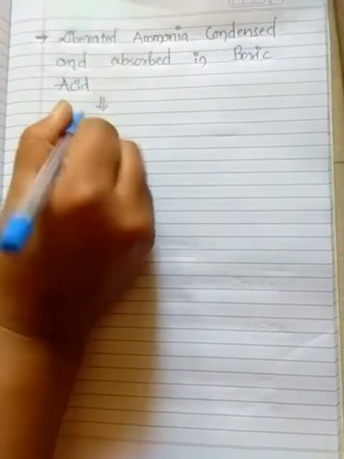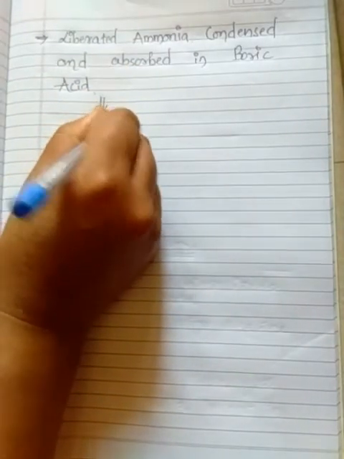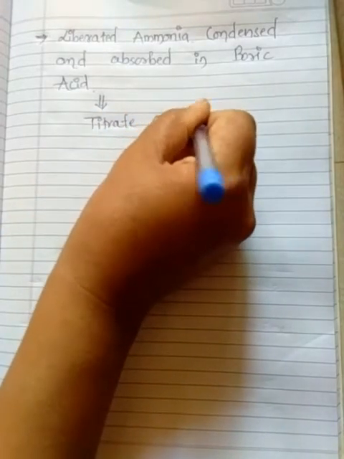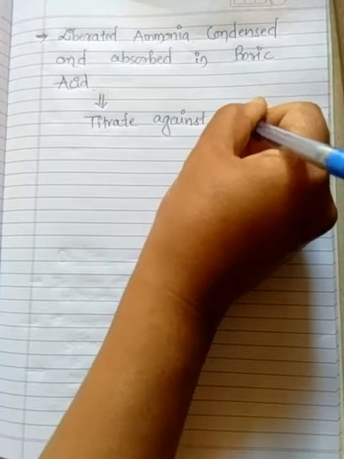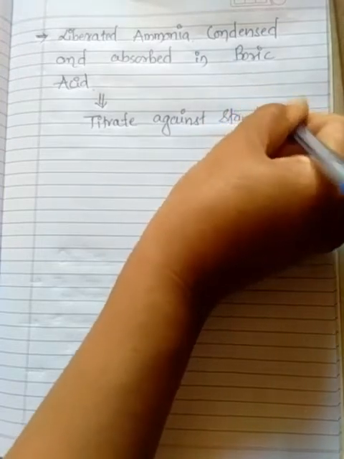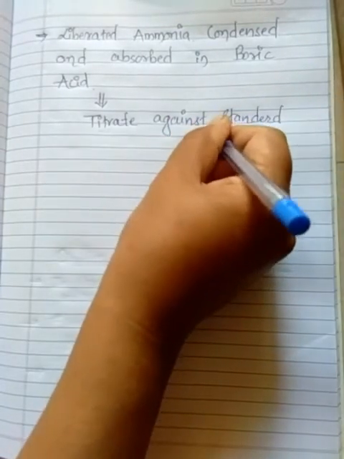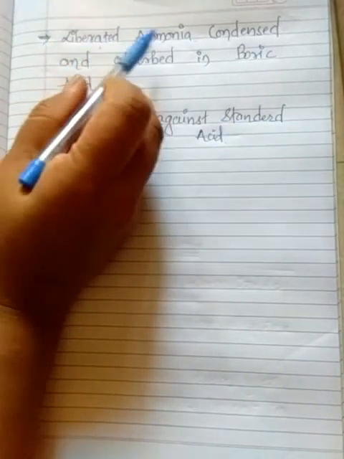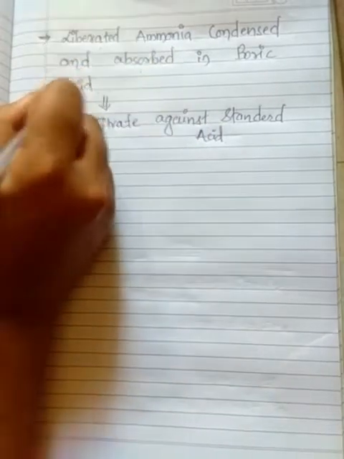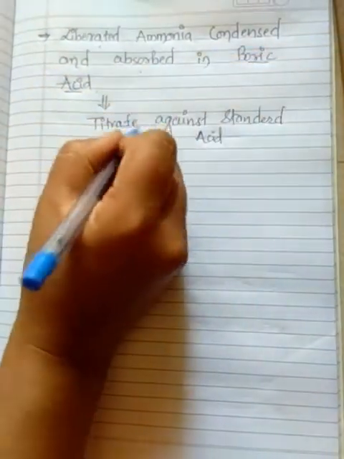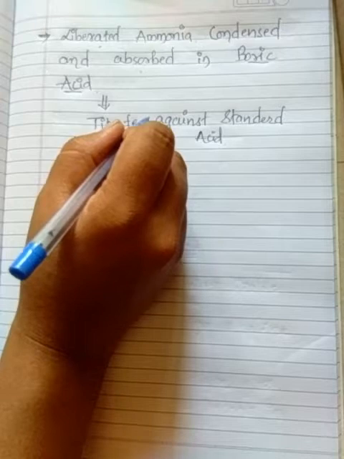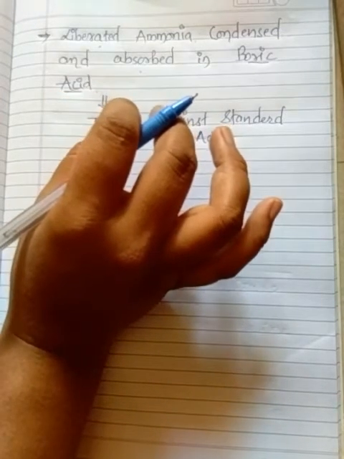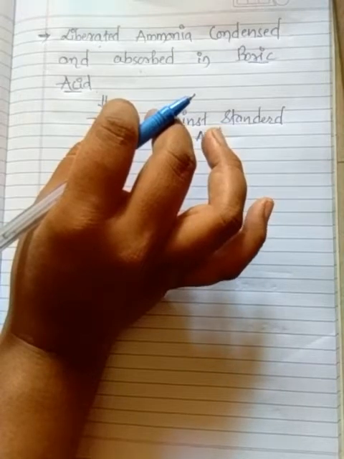What do we have to do? We have to titrate it against the standard acid. The liberated ammonia is condensed over here and absorbed by boric acid. This boric acid we titrate against the standard acid, and then we can easily estimate how much nitrogen is present.